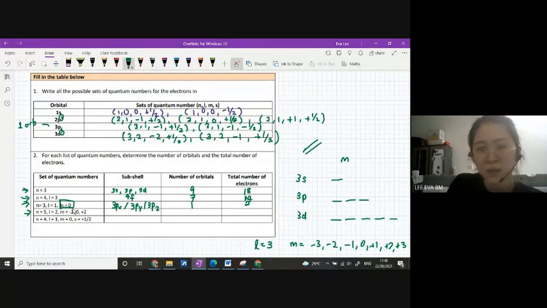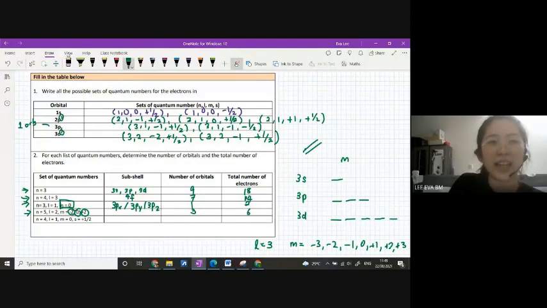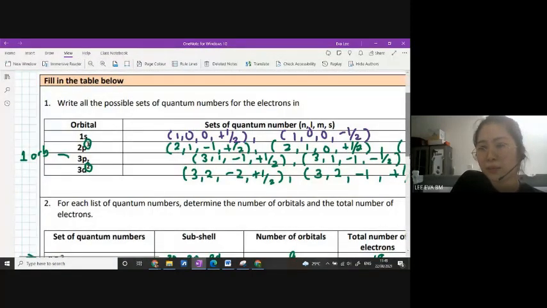How many orbitals? 3. We got 1, 2, 3. Okay, so tulis dekat sini 3 dulu. Berapa number electron? 6. 6, 3 darab 2 eh. Okay, so for this one, I want you to jot down.